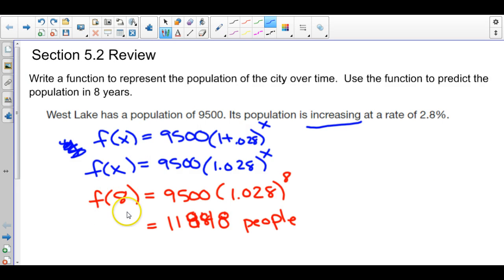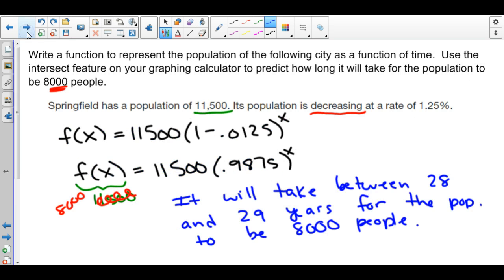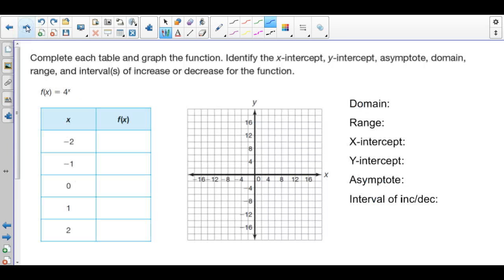When that was the case, we were evaluating, substituting that value in for x, and we were able to evaluate a function. Versus in this one, we would really be substituting the value of 8,000 in for f of x, which is like a y value on the left-hand side. And like I said, we don't know how to solve exponential equations yet, so that's why we had to use the intersection feature. Now what I want to do is complete a bunch of tables.